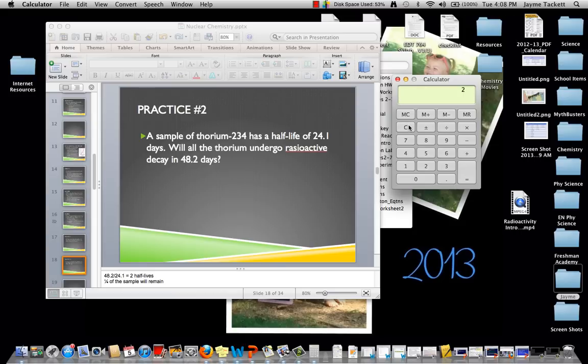We start with 100%. I'm just going to use 100. It's going to go through 2 half-lives, which means it's going to be divided in half twice. So now we're at 50%. We go through another half-life. We're at 25%. So after 48.2 days, you are going to be left with 25% of your sample. So no, the entire sample of thorium will not have undergone radioactive decay. We still will have 25%, or a quarter, of the sample remaining.